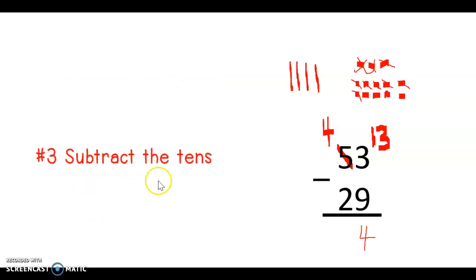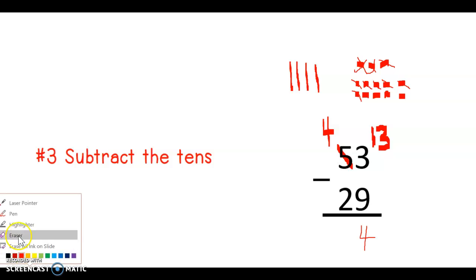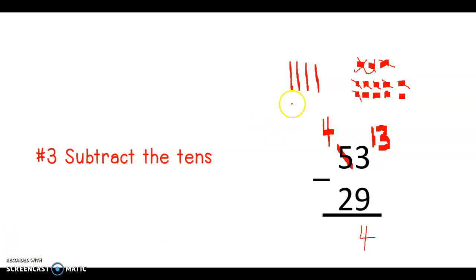All right, now I'm going to subtract the tens. So I have 4 tens and I need to take away 2 tens. So I can cross this ten out and this ten out. So 4 tens, take away 2 tens, I have 2 left, which gives me a difference of 24. So 53 minus 29 equals 24.